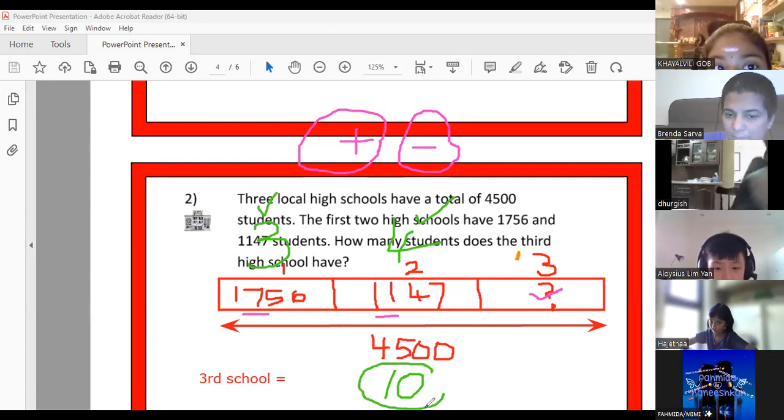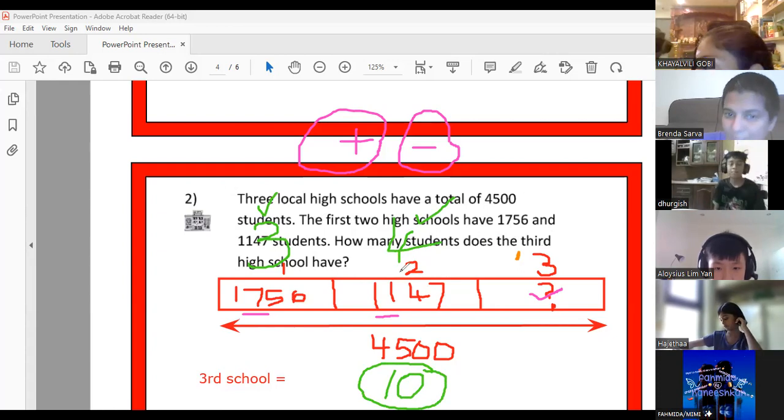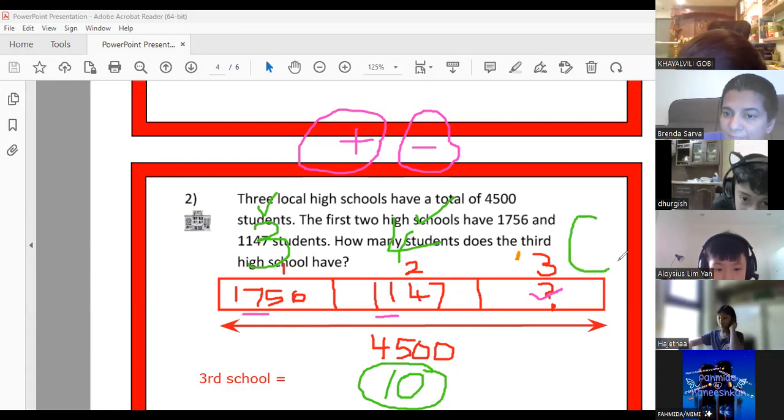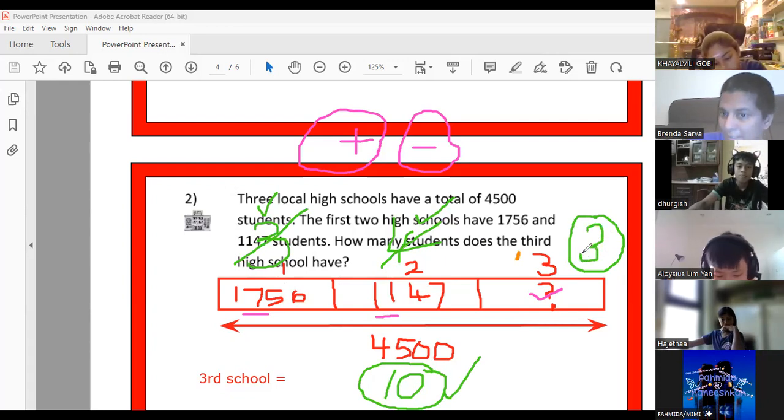So listen carefully. $10 is the total. One pocket has 3 ringgit. Another pocket has 4 ringgit. How do I find my third? I just take 10, take away the 3, take away the 4, and I'm going to end up with 3 here. Did you all get that? Because 3 plus 4 plus 3 is going to give you 10.